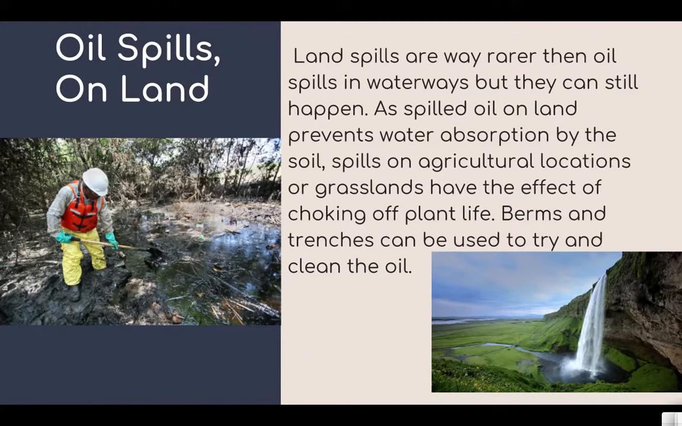Oil spills on land. Land spills are way rarer than oil spills in waterways, but they can still happen. As spilled oil on land prevents water absorption by the soil, spills on agricultural locations or grasslands have the effect of choking off plant life. Berms and trenches can be used to try and clean the oil.